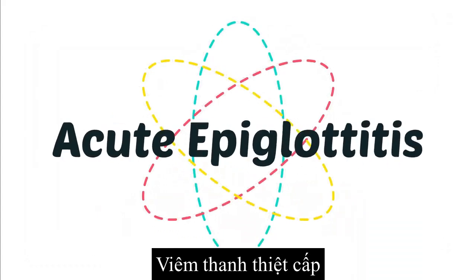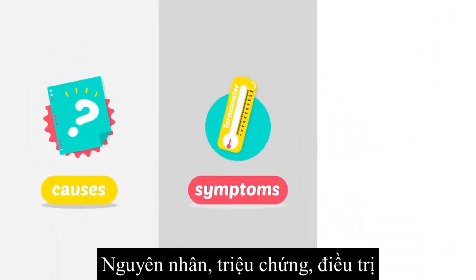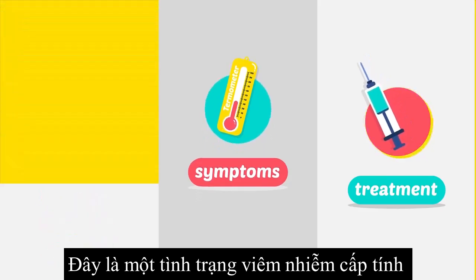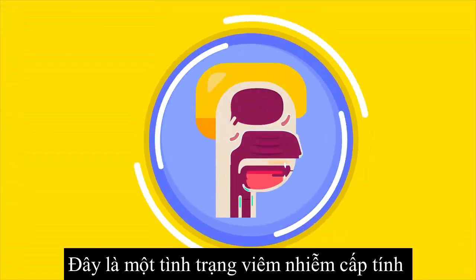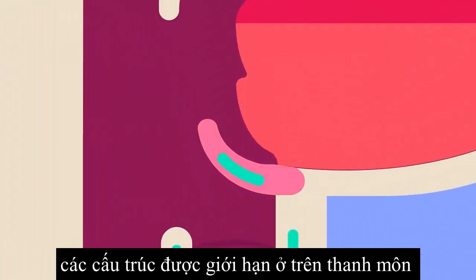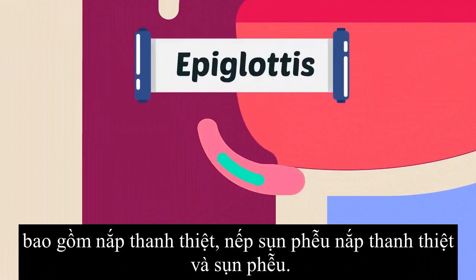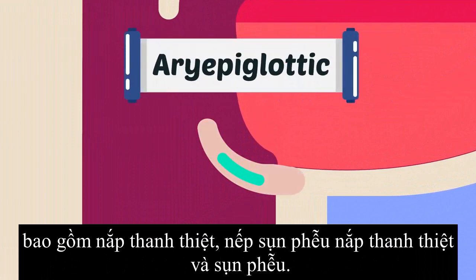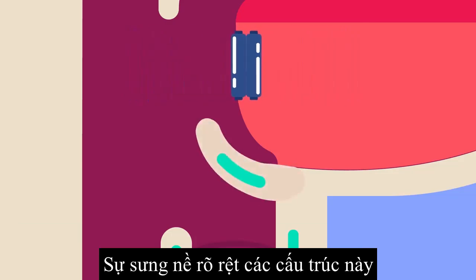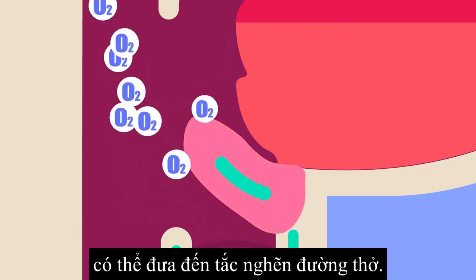Acute epiglottitis. Causes, symptoms, treatment. It is an acute inflammatory condition confined to supraglottic structures, which include epiglottis, epiglottic folds, and arytenoids. There is marked edema of these structures which may obstruct the airway.